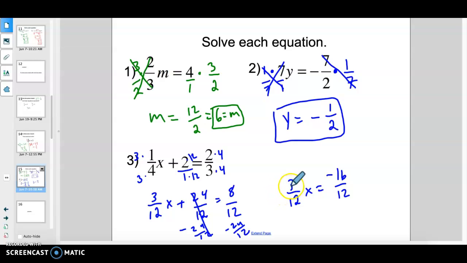And then to get rid of the 3 over 12, I can multiply by the reciprocal. So 12 divided by 12 is 1, 3 divided by 3 is 1, so I'm left with x equals, if I simplify this side, 12 divided by 12 is 1, and 3 does not go into 16, so I'm left with negative 16 over 3.